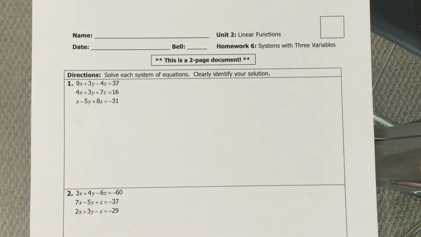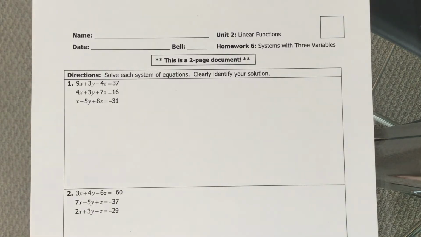All right, homework 6, systems with 3 variables. I know we've got 2 types on the homework. I'm actually just going to do one of these examples because there are only 5 problems on the whole homework set. So we are going to do number 1 together. I'm going to walk you through and remind you of the 4-step process that we have in the notes.